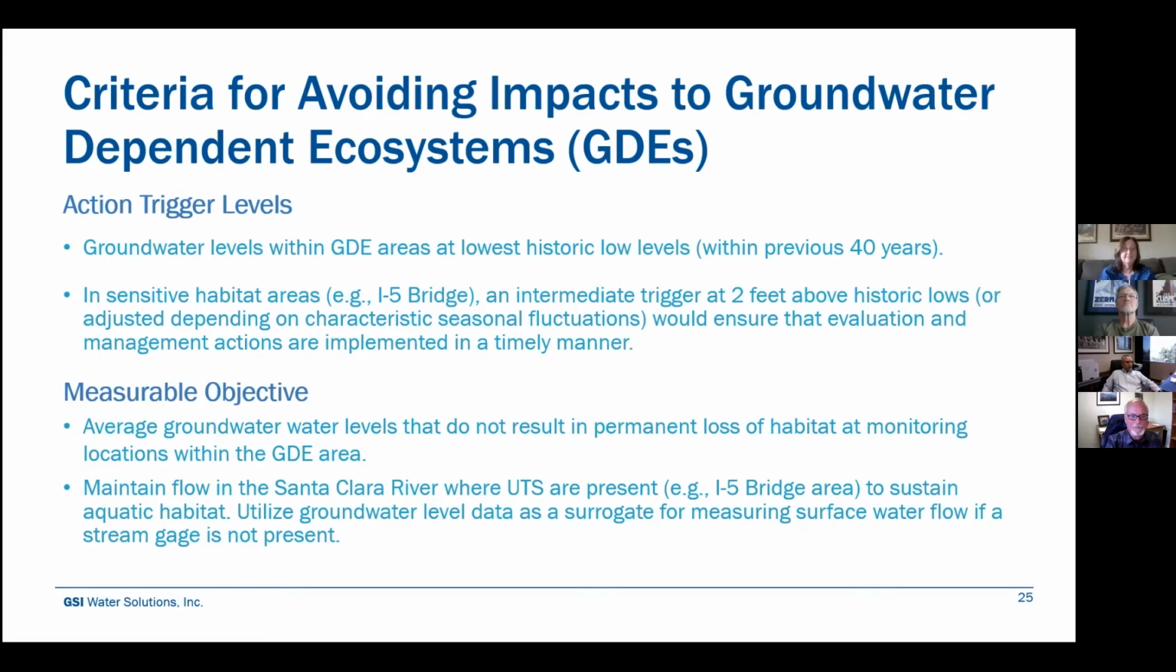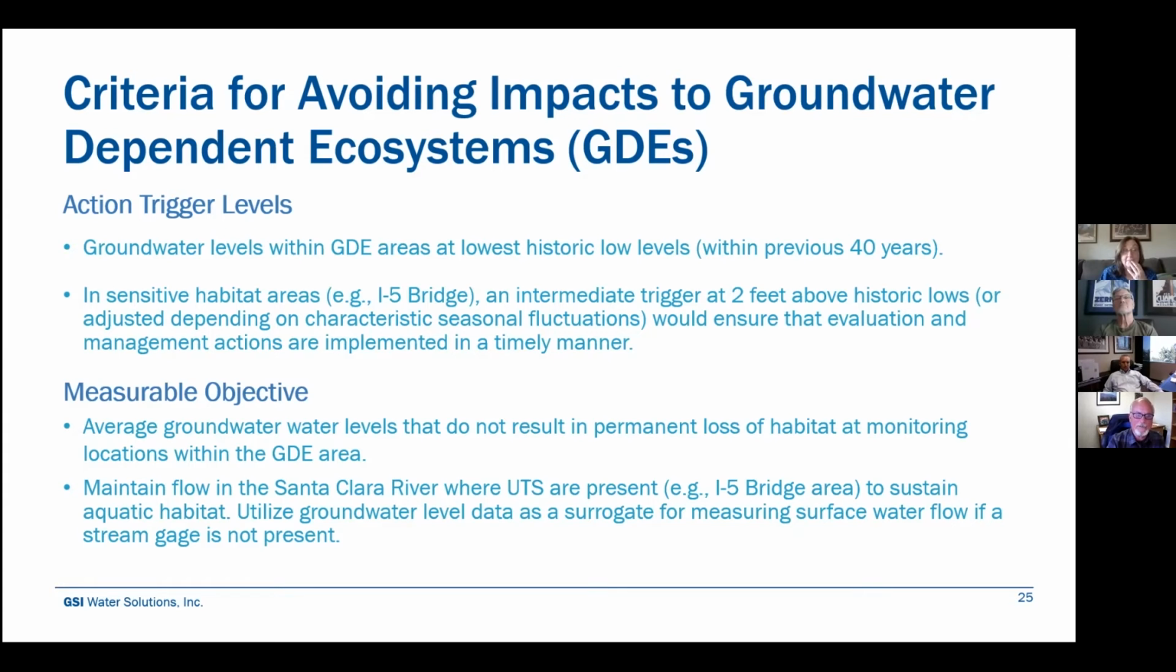Now, the measurable objective: where would we like to see water levels? Clearly, average groundwater levels in the alluvium, based on what we've seen in the past, would be the best way to ensure we don't have an impact to a GDE. These will be measured at our monitoring locations that we're establishing within the GDE area. In particular, at the sensitive areas where we know we have UTS present, we want to make sure that we're maintaining flow, or at least enough flow in the pools to maintain that aquatic habitat.